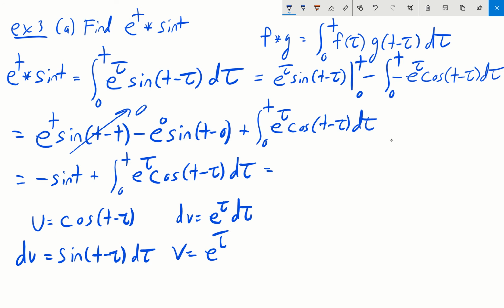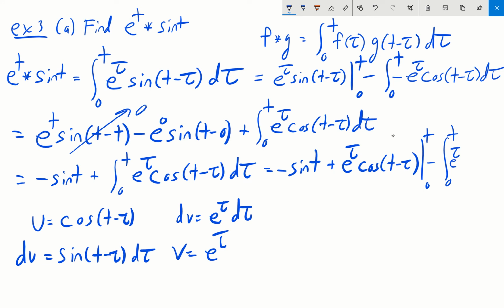So this is going to be equal to, we have the negative of the sine of t, and then it's u times v, that's plus e to the tau cosine of t minus tau, evaluated from 0 to t, and then minus the integral from 0 to t of v du. V du is this, which is e to the tau, the sine of t minus tau d tau. And let's try to clean it up and simplify it as much as we can.